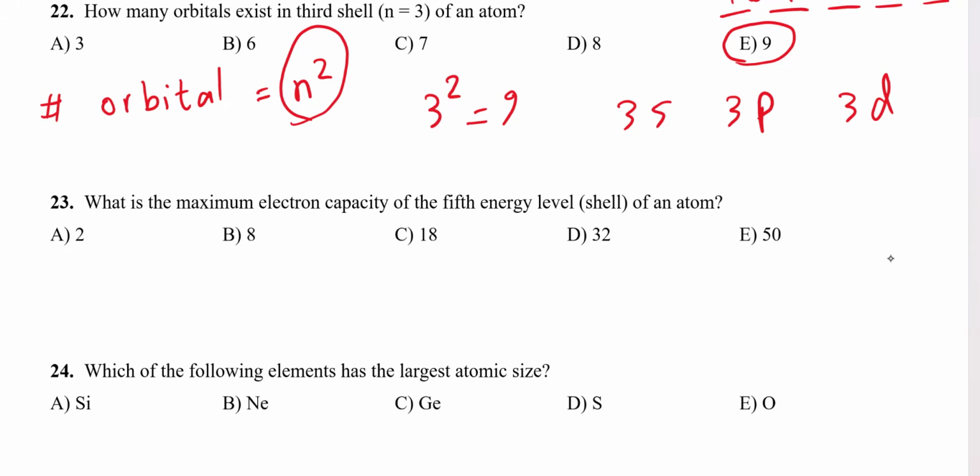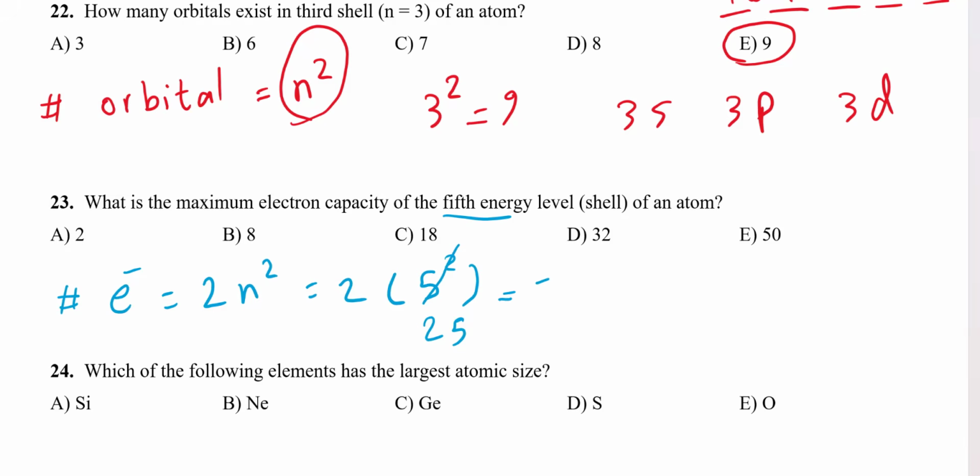Question 23 says, what is the maximum electron capacity of the fifth energy level? The number of electrons is equal to 2 times the number of orbitals in each level or shell. So 2 times, and we want to find it in the fifth energy level, so 5 squared. 5 squared is 25. 25 times 2 is 50. So the maximum capacity of the fifth energy level is 50 electrons.